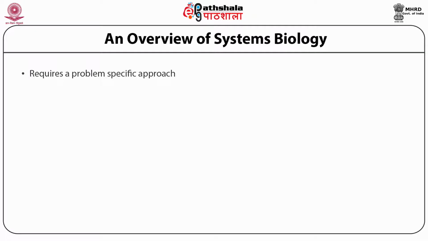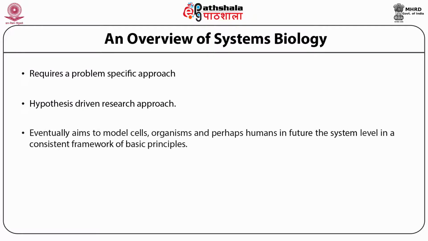An overview of systems biology. Systems biology requires a problem-specific approach. It is a hypothesis-driven research approach, and it eventually aims to model cells, organisms, and perhaps humans in future, the system level in a consistent framework of basic principles. So cells, organisms, and species are considered to be at the system level, and we should be able to model them in a consistent framework of basic principles for which the data is derived from the experimental procedures.